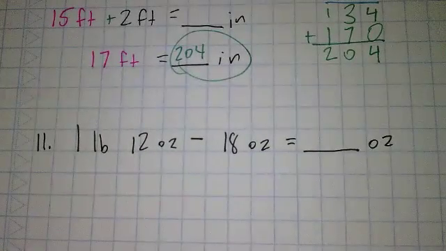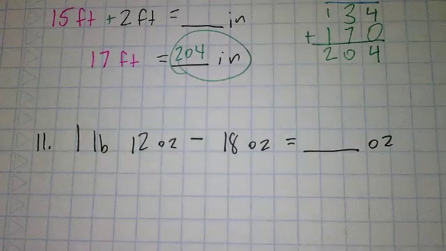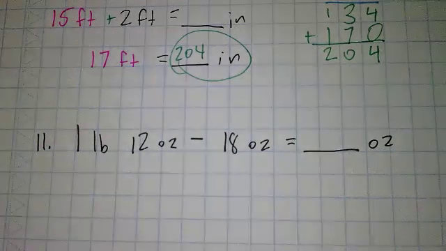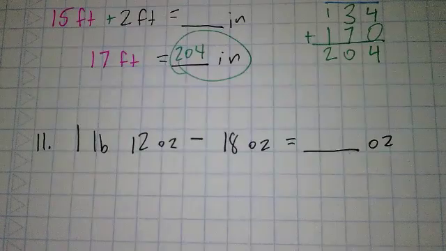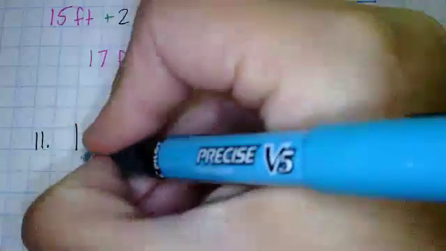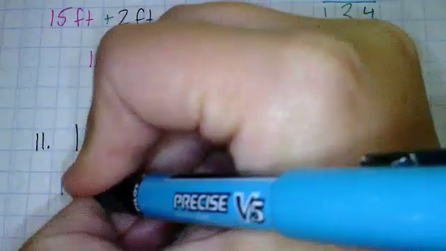How many ounces are in a pound? 16. Next time, raise your hand, but thank you. I almost called on Lily, but she's answered a bunch, so I was trying to call on someone else, but no one else had that. Anyways, 16. So, 1 pound here is 16 ounces.